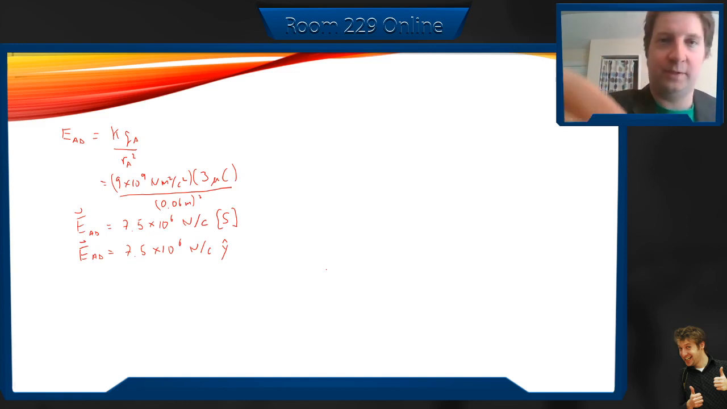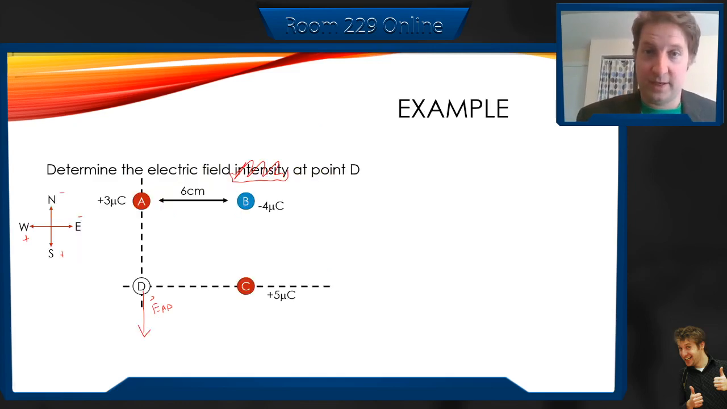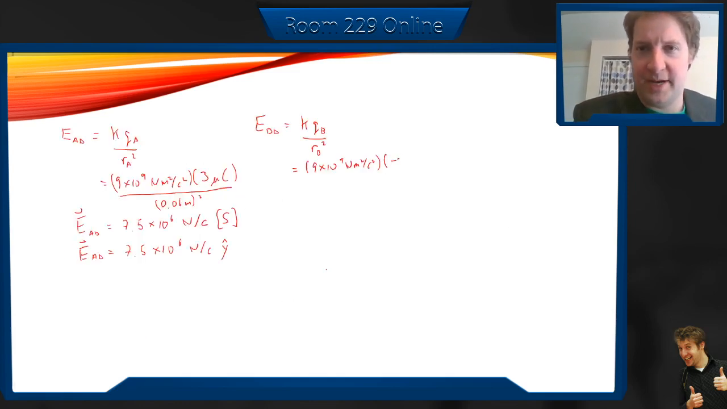Let's do it again for B on D. That's going to be the Coulomb constant, charge B, divided by the distance to B, all squared. So that's going to give me 9 times 10 to the 9 newton meters squared per coulomb squared, times, I forget, negative 4.0 microcoulombs, all over 0.